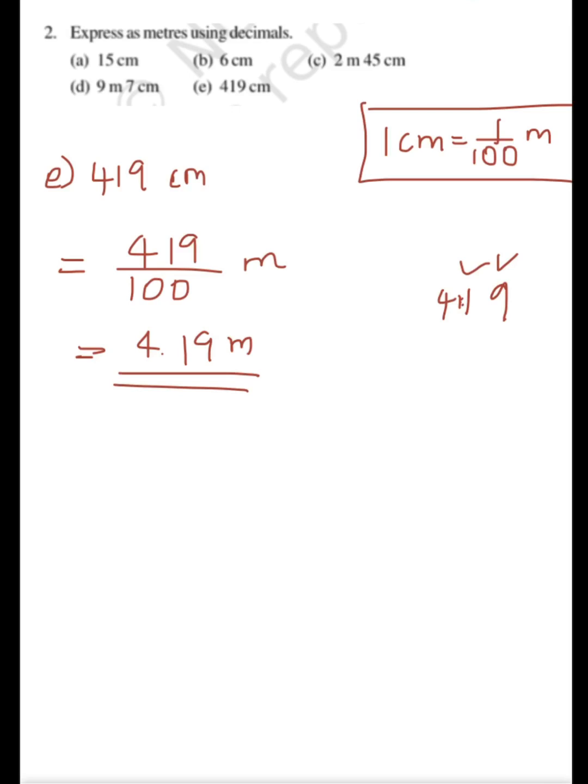Now let's see the third question. So this is our third question. Express as centimeter using decimals. So you have to convert it into centimeter. But here you can see everything is given in millimeter. So you have to find the relation between millimeter and centimeter. So you know that 1 millimeter is equal to 1 by 10 centimeter.